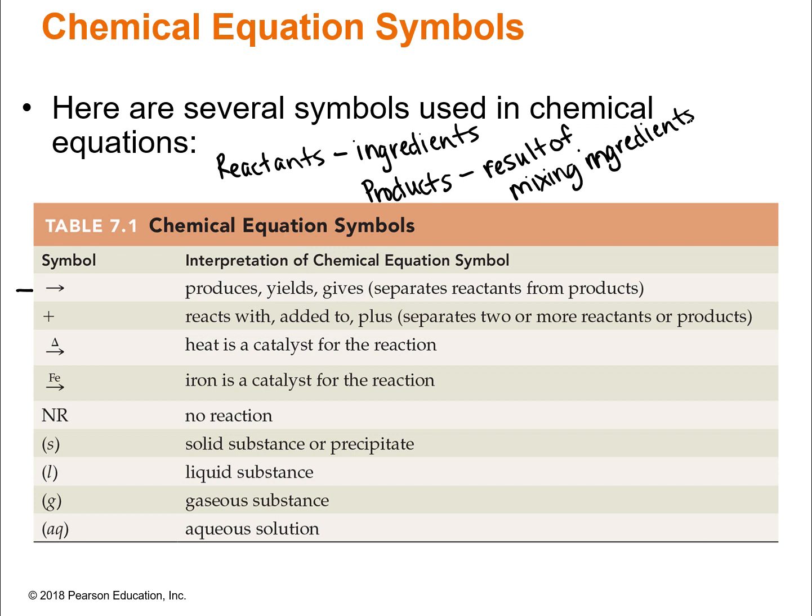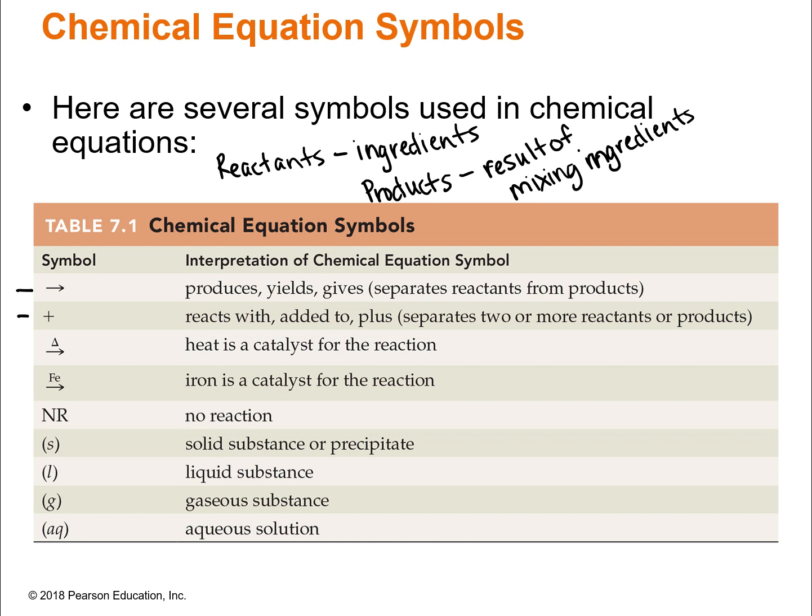So the cake would be the finished product. In a chemical reaction, you've got new compounds that are formed. You may have multiple reactants or multiple products. To separate those, there's a plus sign in between. I'm just going right down the list.